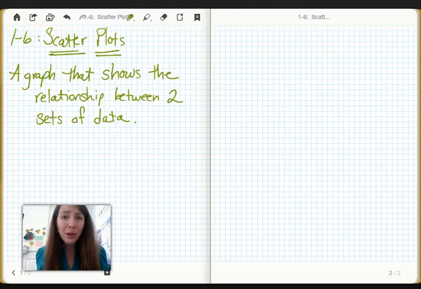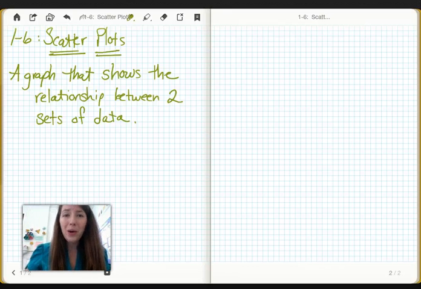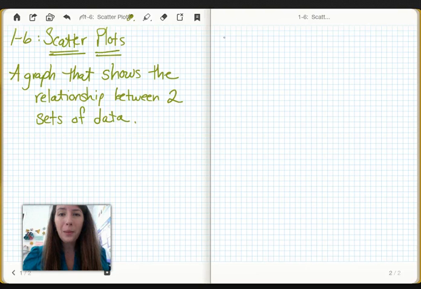Basically, what is a scatter plot? It's a graph that shows the relationship between two sets of data. Now, sometimes you'll find that there is a relationship, and other times you'll find that there isn't a relationship. So what are we talking about? Well, let's take a look at a quick example.